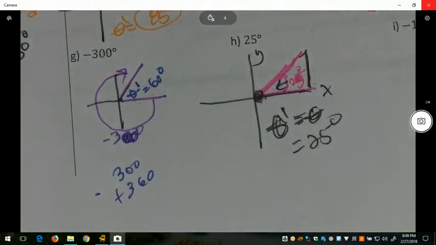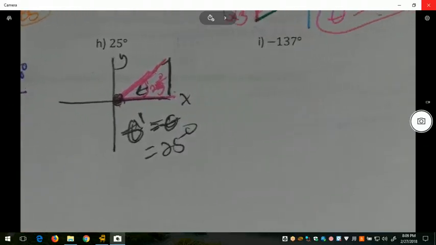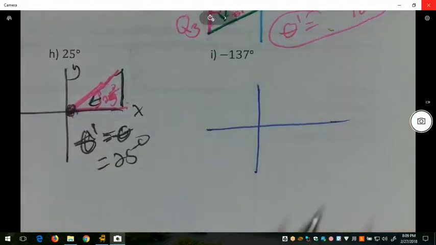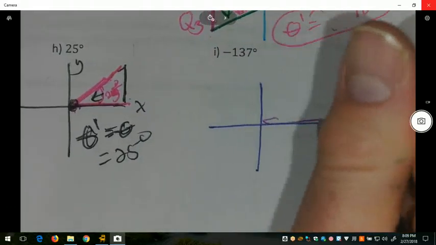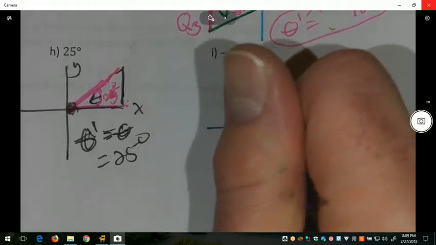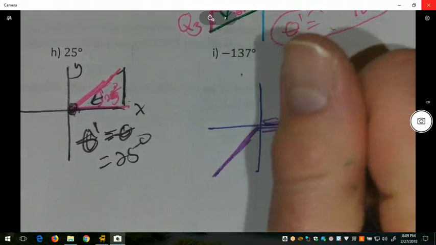Just in finding the coterminal, I have it. Not always going to happen. And the case where that doesn't always happen is here at letter I. Here's letter I. We have our quadrants. We have an angle, or our initial ray. We've gone negative 137, so past negative 90 into quadrant 3.